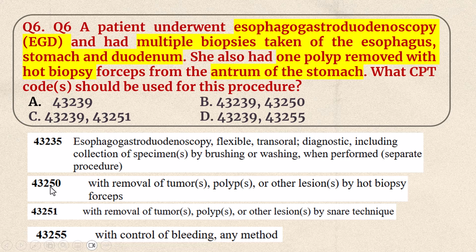So when you check the 250 code, it is a continuation of 235 code. That is esophagogastroduodenoscopy, flexible transoral with removal of tumors, polyps or other lesions by hot biopsy forceps. So this is the exact code to be used here, because here you can see one polyp removed with hot biopsy forceps, that is coded by 43,250. If you check other answers, 43,251, that is with removal of tumors, polyps or other lesions by snare technique. But our one is hot biopsy forceps. So this is not suitable.